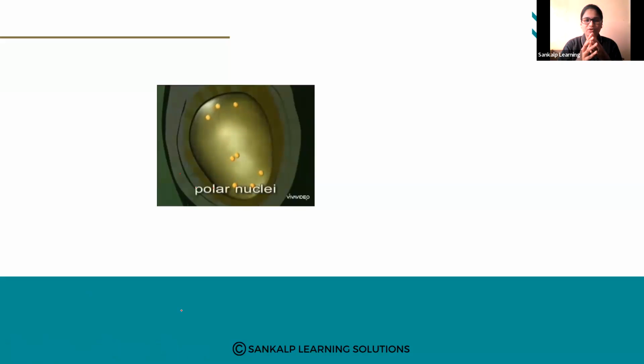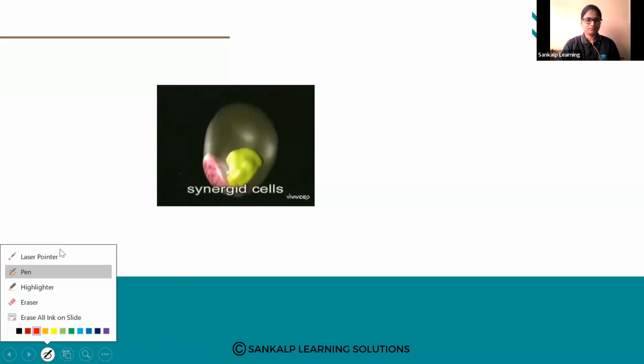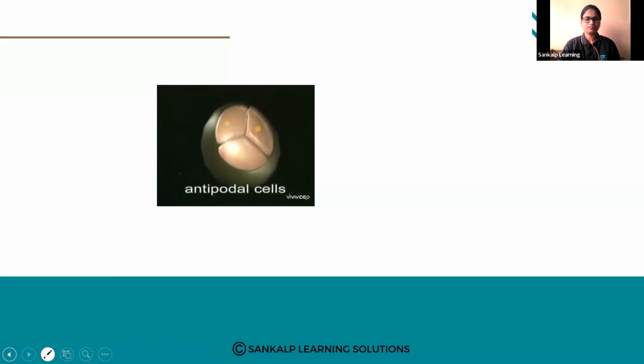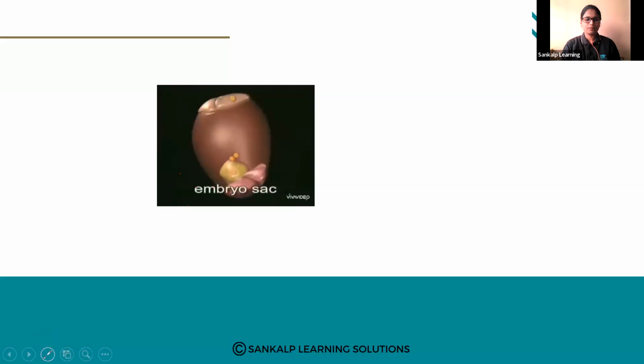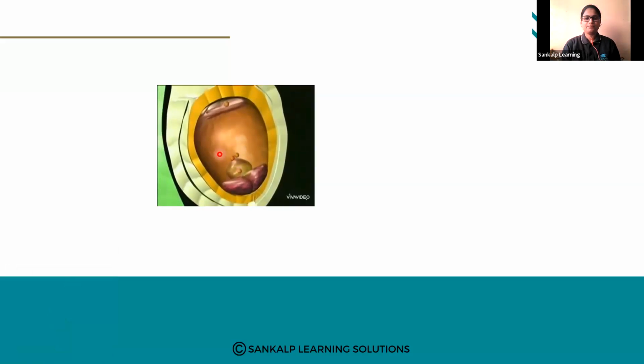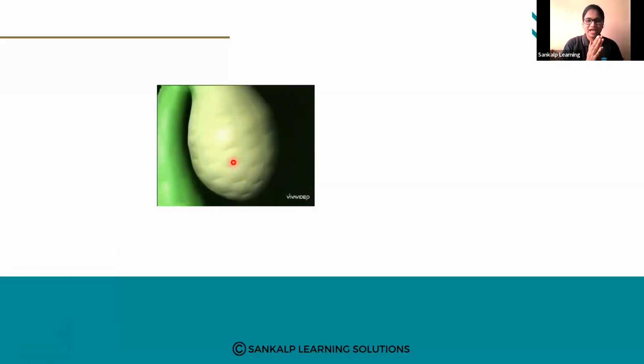This megaspore will undergo mitotic division, where only the nucleus will be divided. So here you can see the nuclear division happens.